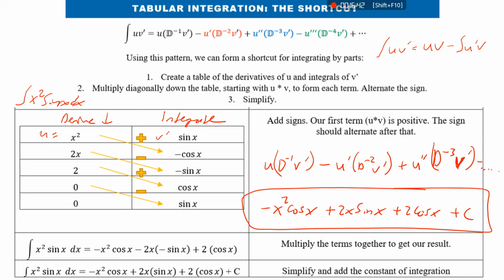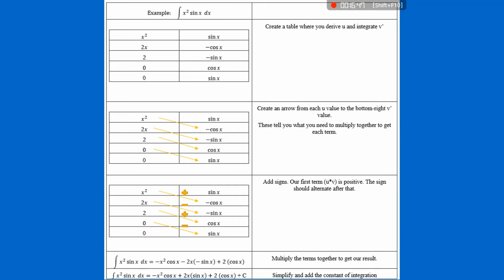Okay, so all this is a shortcut for what you guys can already do. So here's our example one more time, all worked out. If I wanted to integrate x squared sine x, I would create a table of our u and v prime, and then connect your diagonals and alternate sign. Okay, so x squared times the negative cosine x, 2x times the negative sine x, and 2 times the cosine x gives us what we want. Okay.